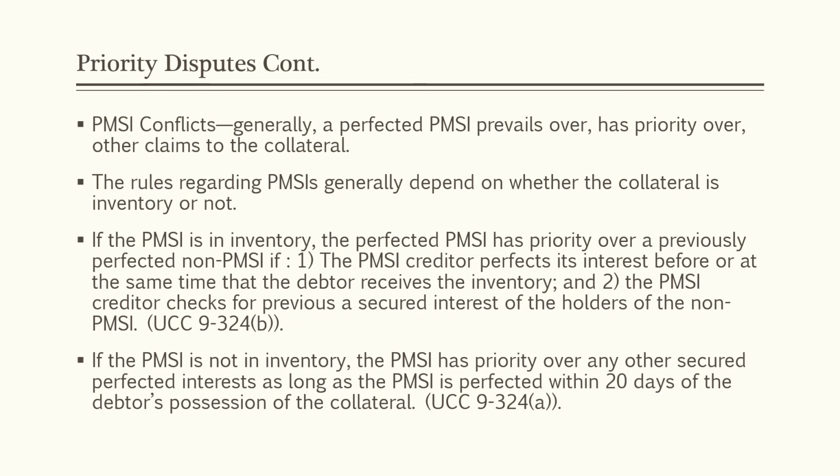If the purchase money security interest is not in inventory, the purchase money security interest has priority over any other secured perfected interests as long as the purchase money security interest is perfected within 20 days of the debtor's possession of the collateral.